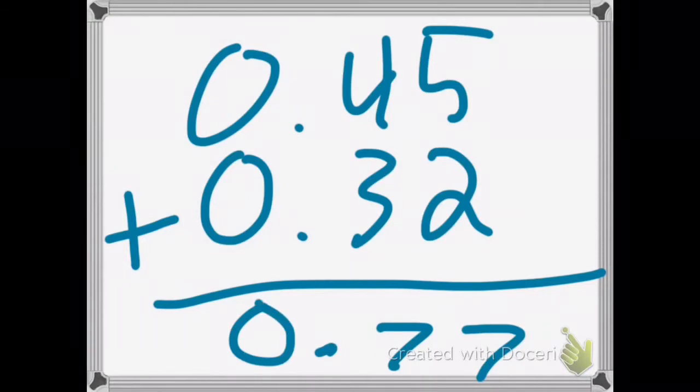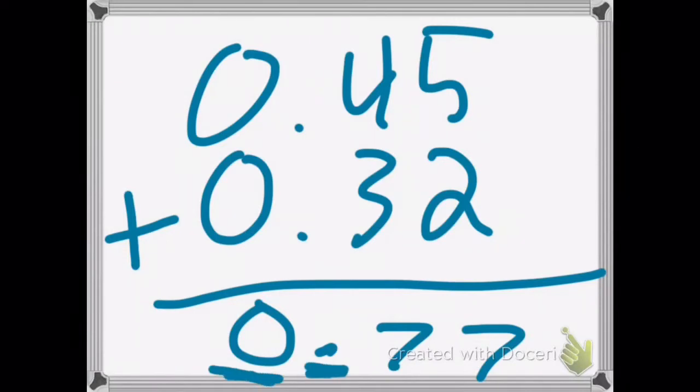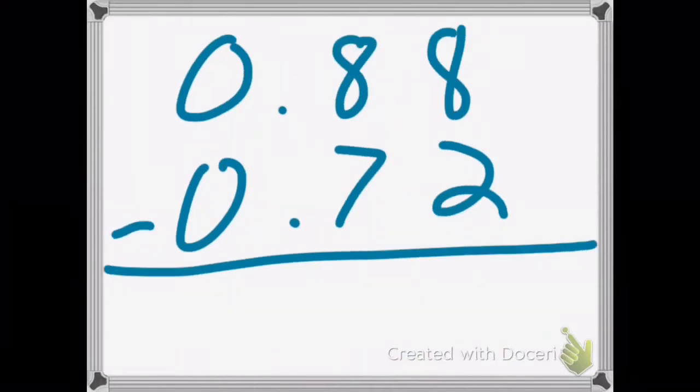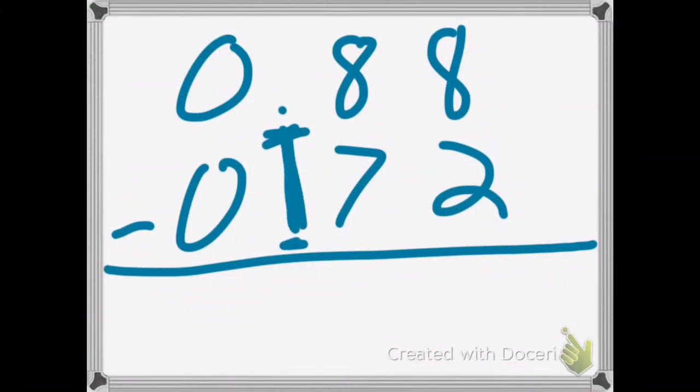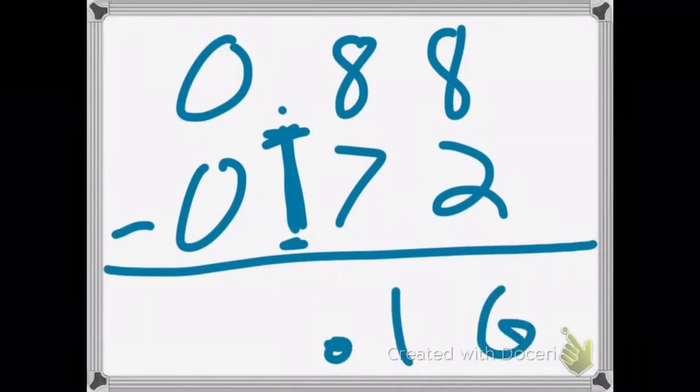Now, since we got a decimal of our own, let's practice saying decimals. We say 0.77 or 77 hundredths. Okay, so let's try subtracting some decimals now. Don't forget to line them up. Always line up your decimals. So 8 minus 2 equals 6. 8 minus 7 equals 1. Decimal. 0 minus 0 equals 0.